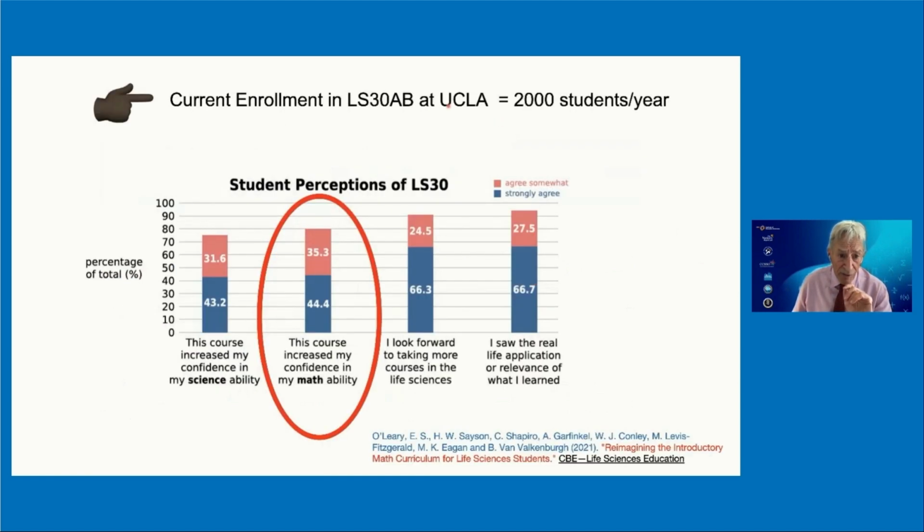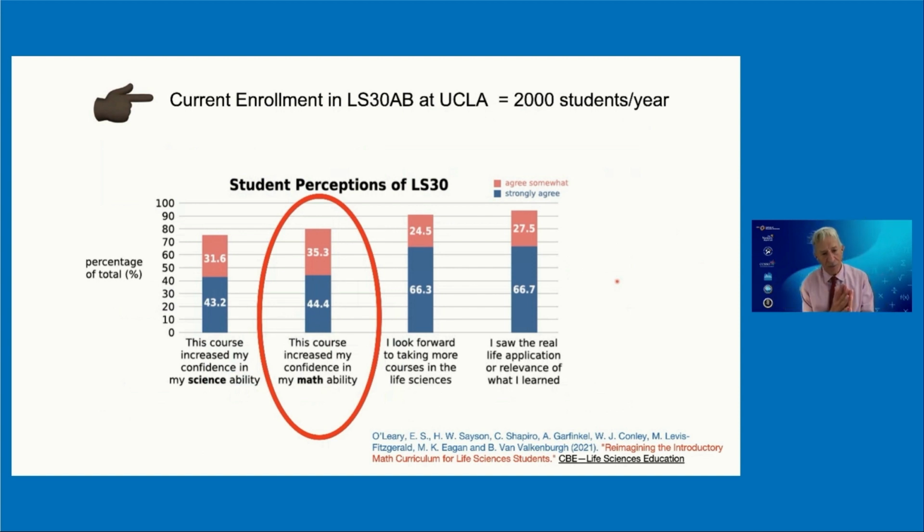Our current enrollment is 2,000 students a year. We're a big university. We are 40% first generation college. And a lot of students take our class. Look at these outcome measures. This course increased my confidence in my math ability. 80% said yes. I saw the real life application of what I learned. 94% said yes.